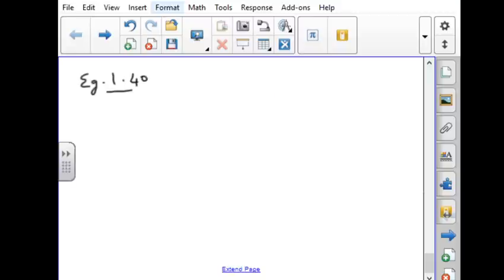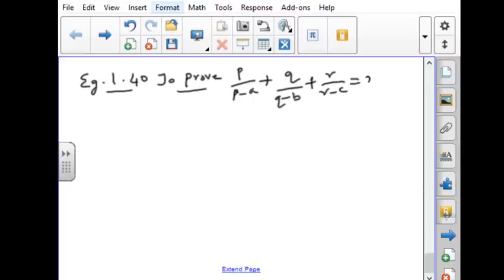Example 1.40. If the system of equations Px plus By plus Cz is equal to 0, Ax plus Qy plus Cz is equal to 0, Ax plus By plus Rz is equal to 0 has a non-trivial solution, then we have to prove that P by P minus A plus Q by Q minus B plus R by R minus C is equal to 2. Now this we have to prove.